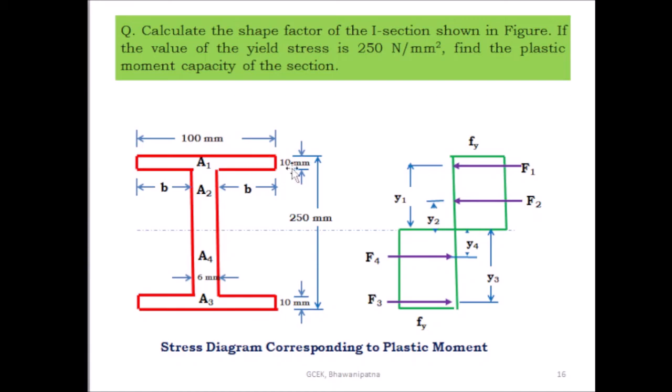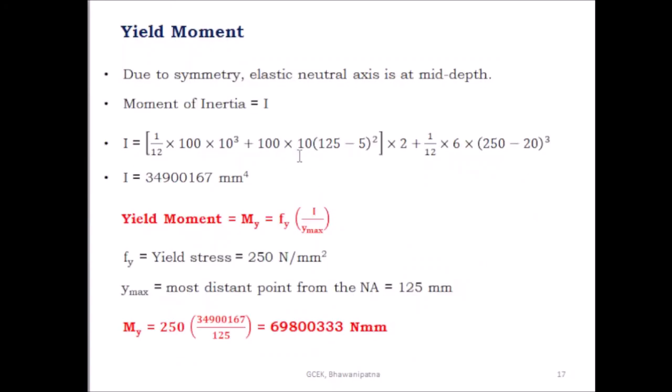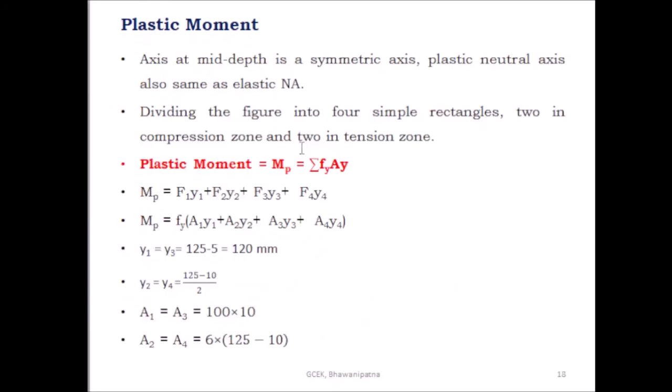So this total is 250. So here 125. You have to deduct here minus 5. So 125 minus 5, whole square. So the area is 100 into 10 into 125 minus 5 whole square. So this is the moment of inertia.